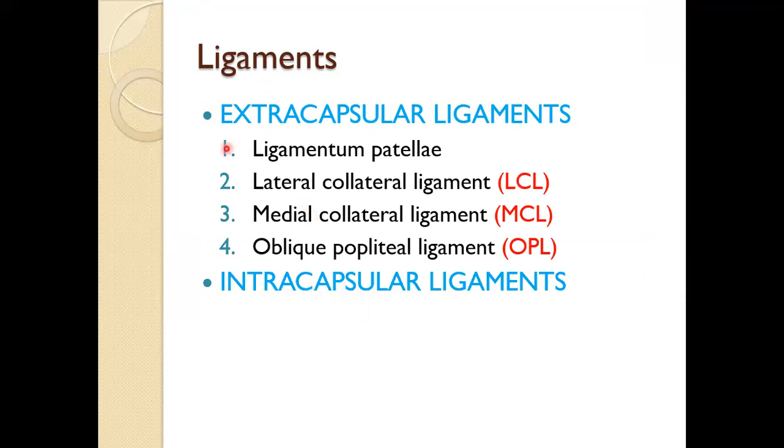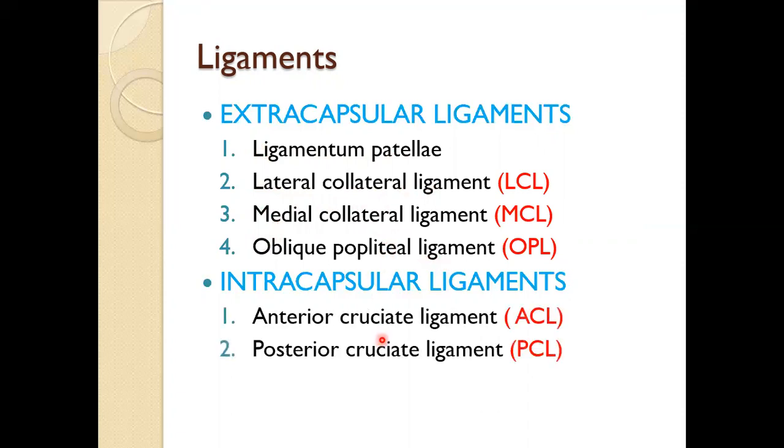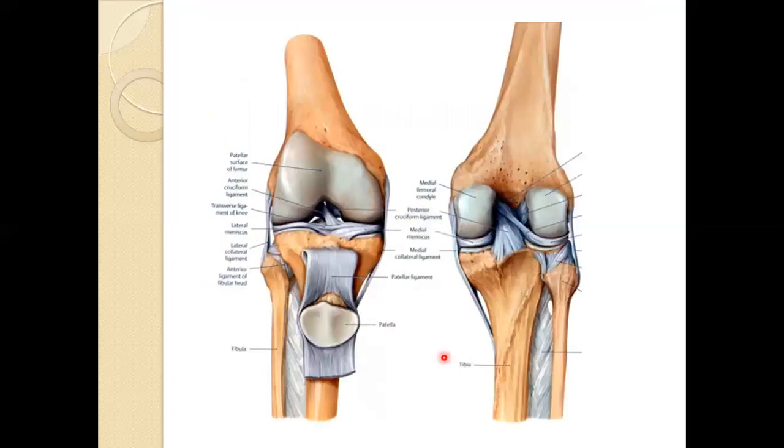There are four different types of extracapsular ligament: the ligamentum patellae, lateral collateral ligament, the medial collateral ligament, and the oblique popliteal ligament. And then there are two intracapsular ligaments, which are the crossing or the cruciate ligaments. One is the anterior and the other one is the posterior. So we have got the anterior cruciate ligament and the posterior cruciate ligament.